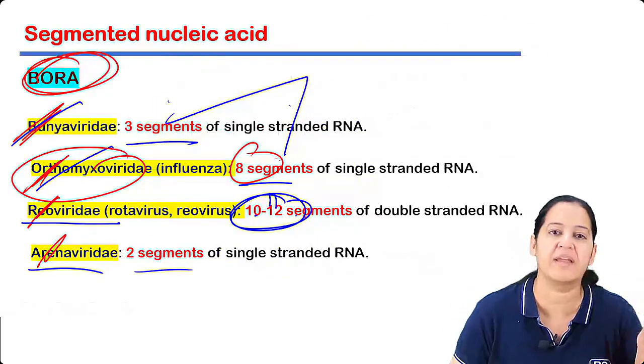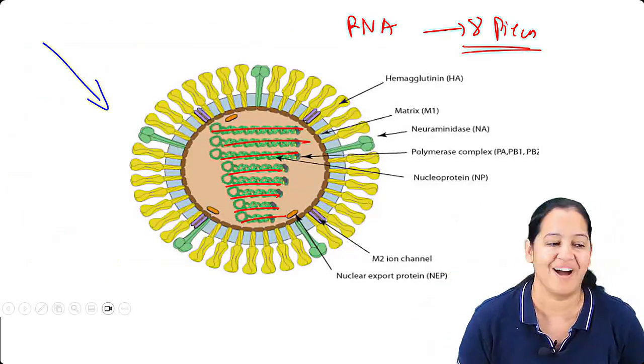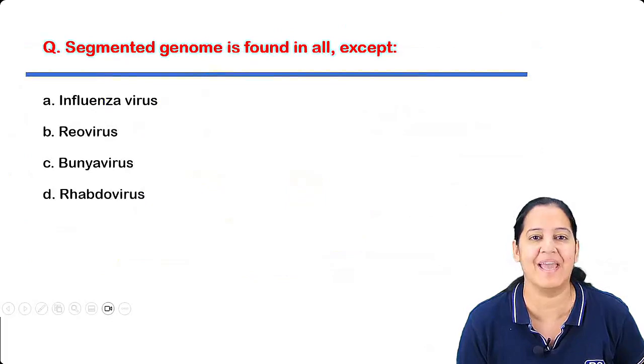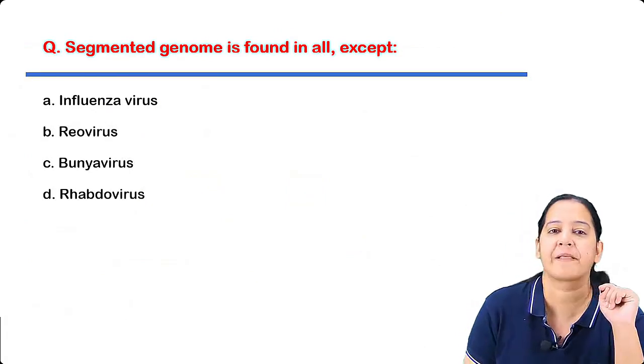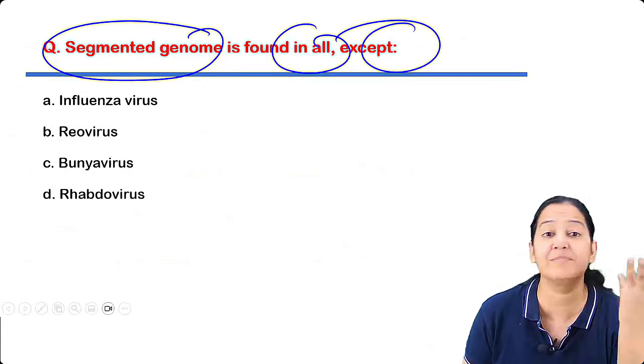In the same way, you can get images of the other viruses. You count the number of pieces and tell me the name of the virus accordingly. Say yes, people. Read the question. Tell me the answer. Segmented genome is found in all except which one? Segmented genome किसमें नहीं है.